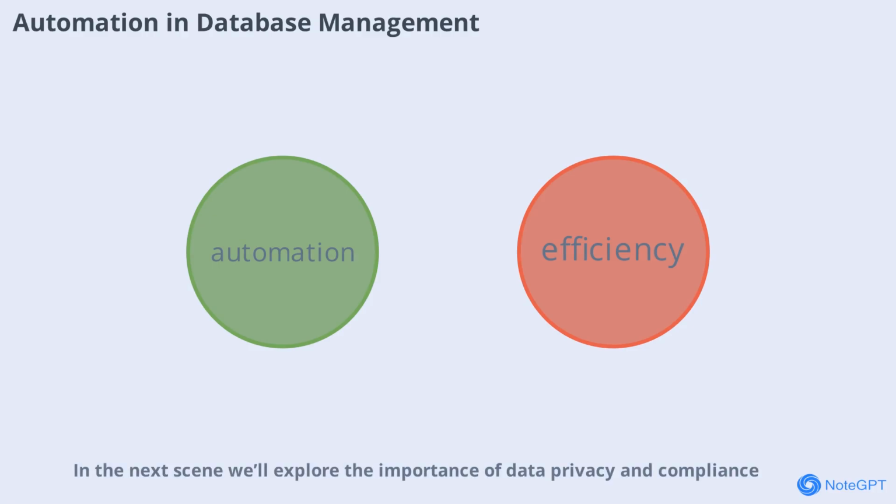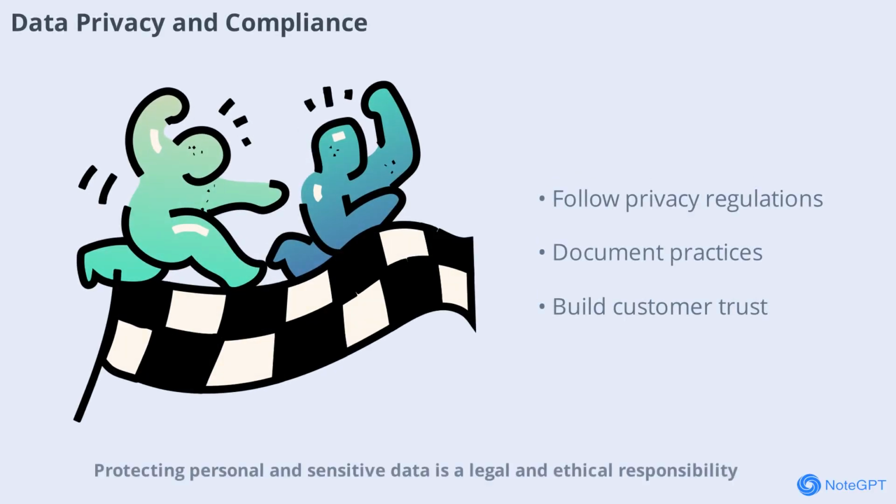In the next scene, we'll explore the importance of data privacy and compliance. Protecting personal and sensitive data is a legal and ethical responsibility. Regulations like GDPR and HIPAA set standards for data privacy and security. Compliance means following these rules and documenting your practices. Failing to comply can result in fines and damage to your reputation. Prioritizing privacy and compliance builds trust with customers and partners.